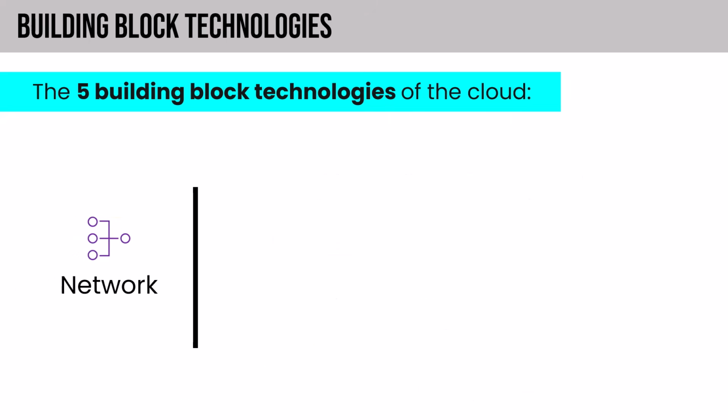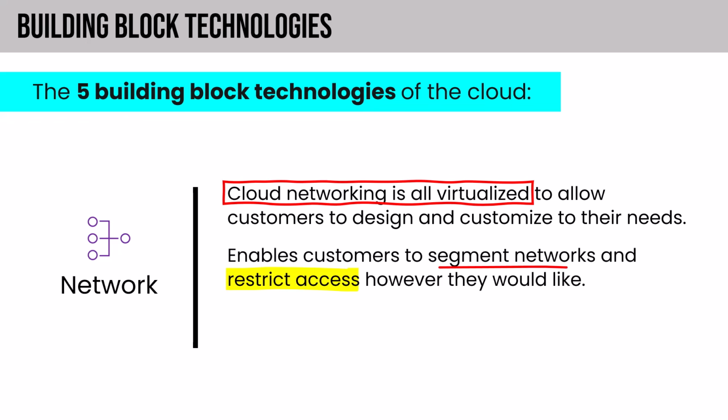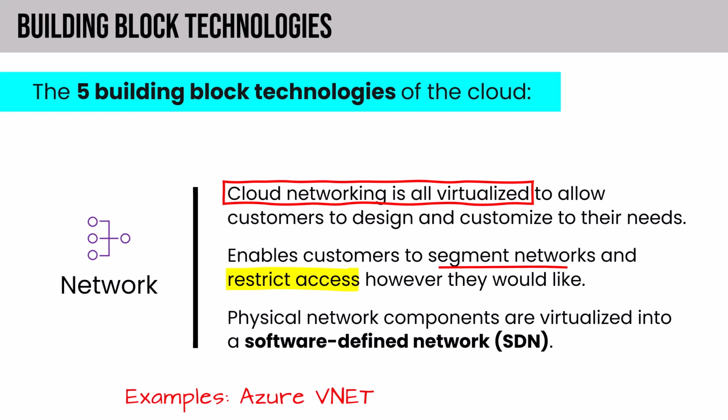Let's talk about the basics of network. So networking in the cloud is all virtualized to allow customers to design and customize the network to their needs. This enables customers to segment networks and restrict access however they'd like, implementing preferably a zero-trust network architecture. And physical network components are virtualized into a software-defined network, or SDN. Examples in major CSPs include VNet in Azure and VPC in AWS and Google Cloud Platform.